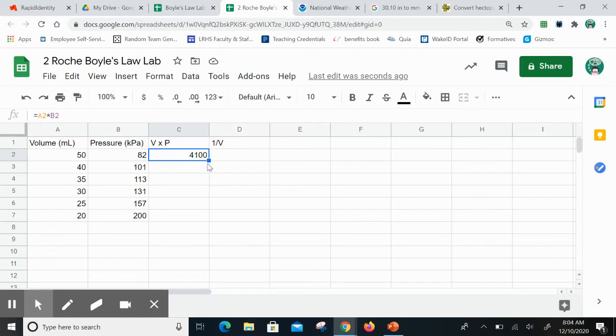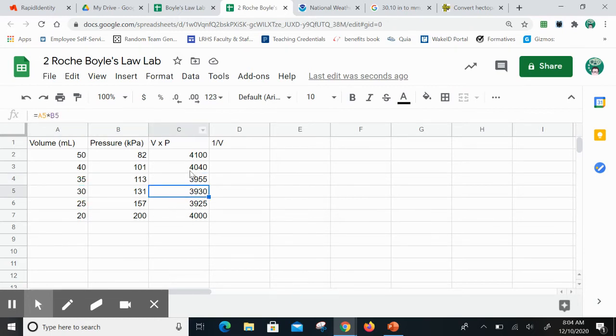If I take the cell here, get to the corner where that little box is, and I get this plus sign, I can then drag it down, and it'll do that for every one of these numbers. So 50 times 82 is 4100. 40 times 101 is 4040. 35 times 113 is 3955. 30 times 131 is 3930.